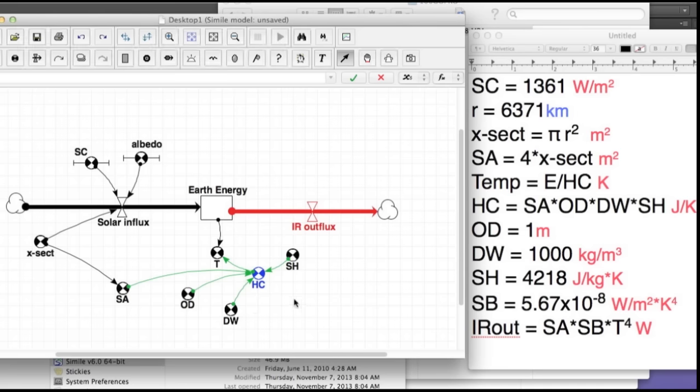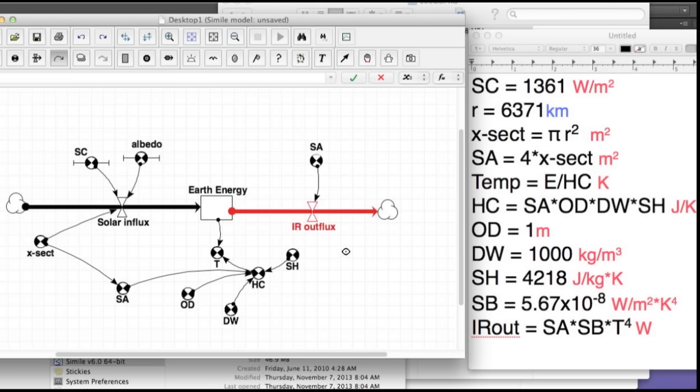Okay. There's our heat capacity, and now we have a temperature generator. And the IR out on this side is, well, surface area times Stefan-Boltzmann times temperature to the fourth. Surface area being way over here is going to be hard to cross over neatly, so remember our ghost function. Just take the surface area, stick it up here, and reposition everything as we need, and give it an influence directly into our IR out.